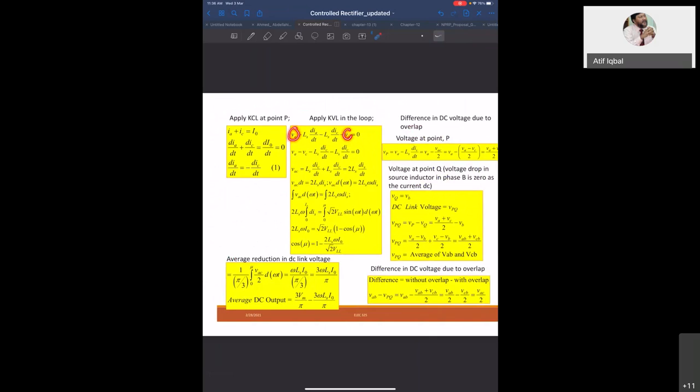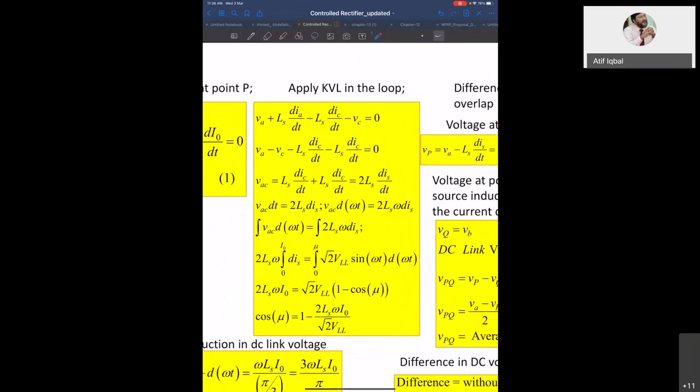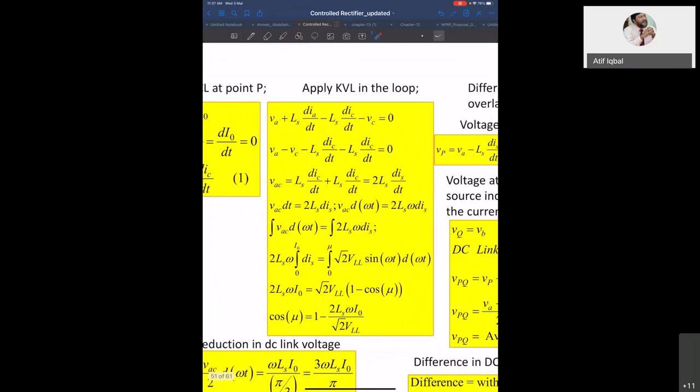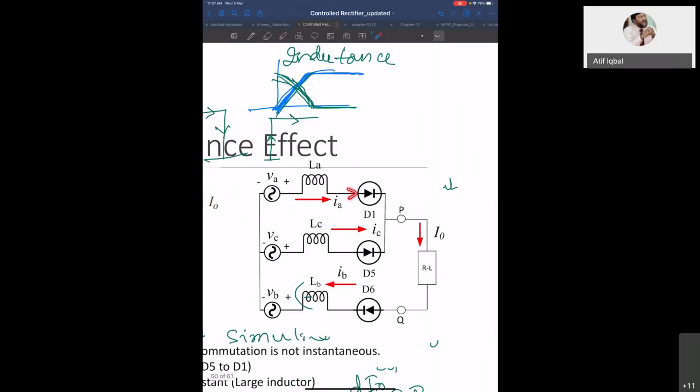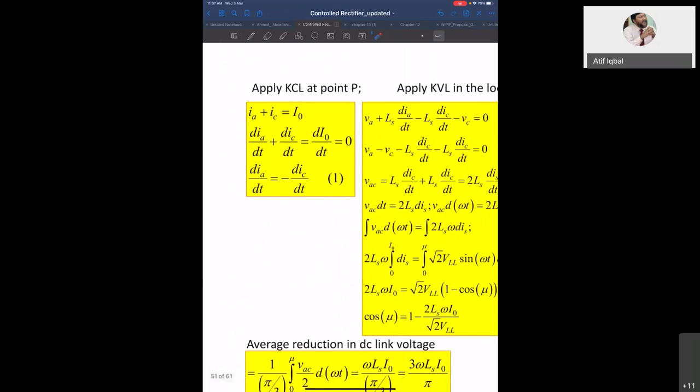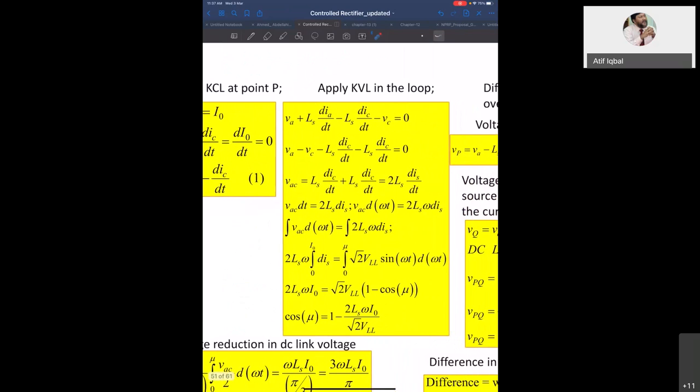This is VA, this is VC. So you can write VA, VC together, and this is minus Ls di/dt plus Ls di/dt. But you see here, when you apply KCL, then IA plus IC is equal to I naught. This is IA, this is IC. When you apply KCL here, it is I naught. Now when you differentiate this, dIA/dt plus dIC/dt is equal to dI naught/dt. But this is DC, so it is zero. So you can say that dIA/dt is equal to minus dIC/dt.